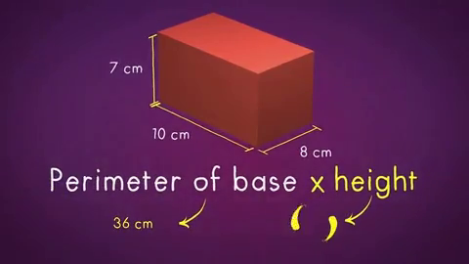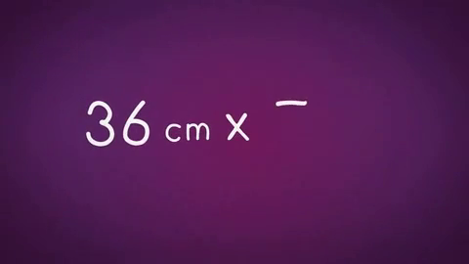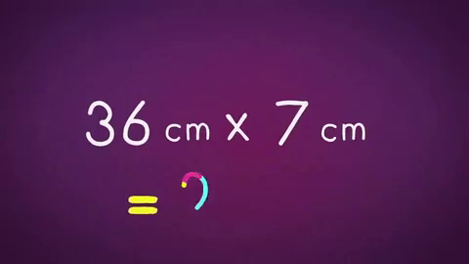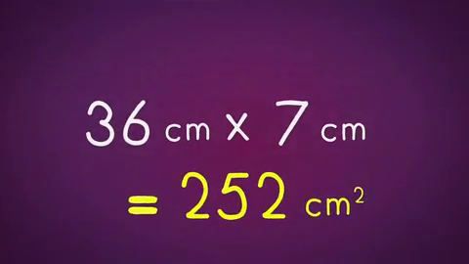What is the cuboid height? With this new orientation, it is 7 centimeters. So the lateral area equals 36 multiplied by 7, which makes 252 centimeters squared. This is the lateral area of this cuboid with this orientation.